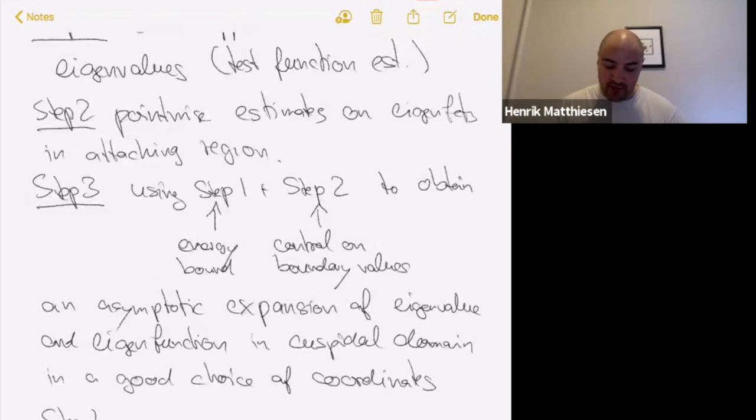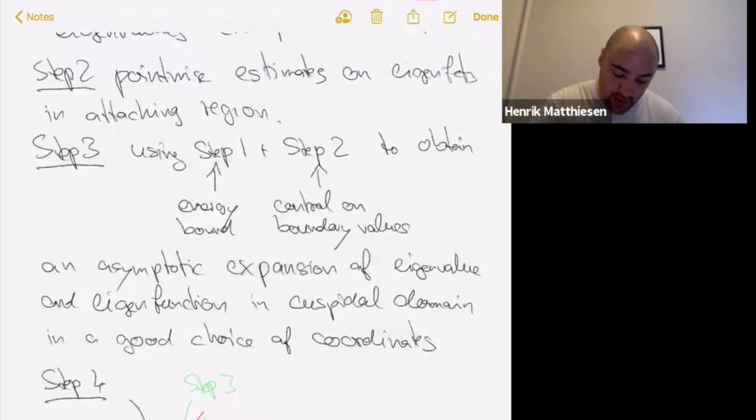So now the thing I've gained is that I also have some information on my eigenfunctions in this region here. Step 3 tells me I know better what's going on here, and now I can use that to improve my pointwise estimates from step 2. So step 4, you can use this picture to improve the pointwise estimates.